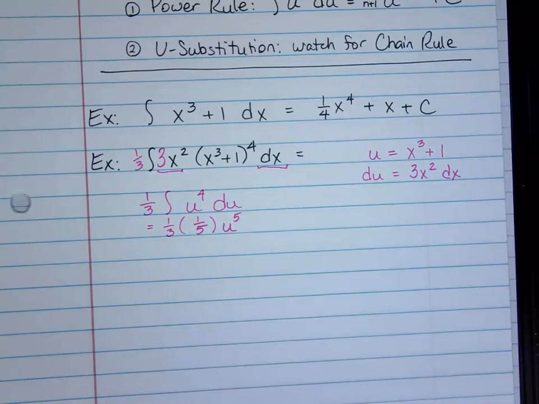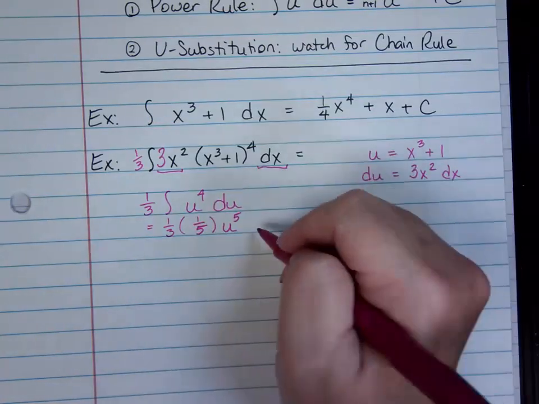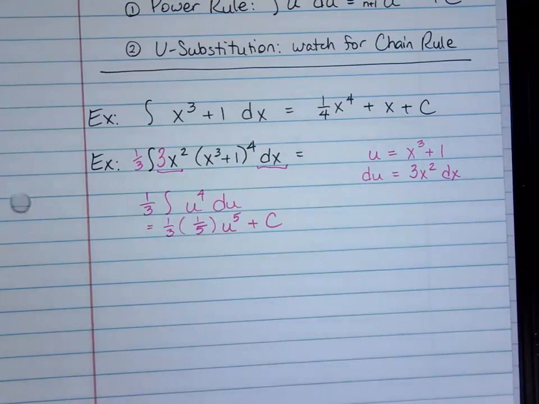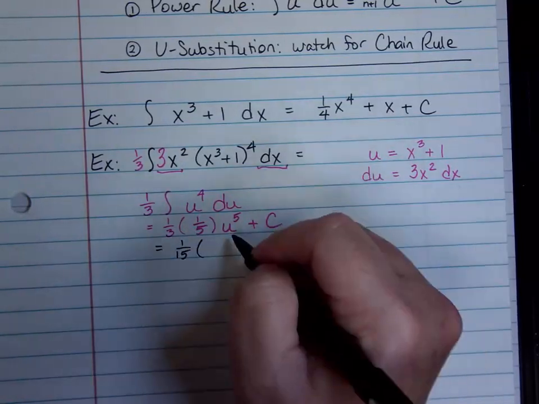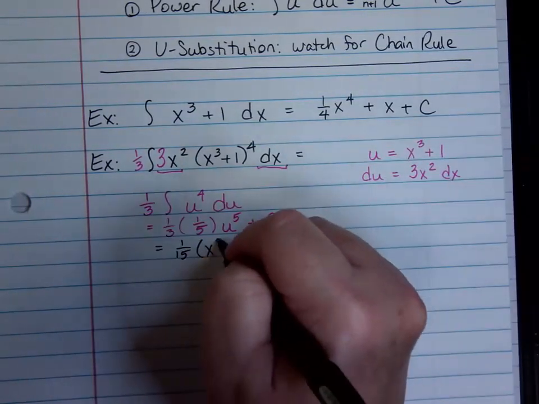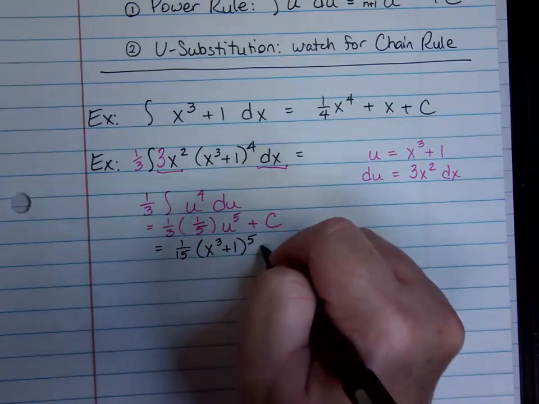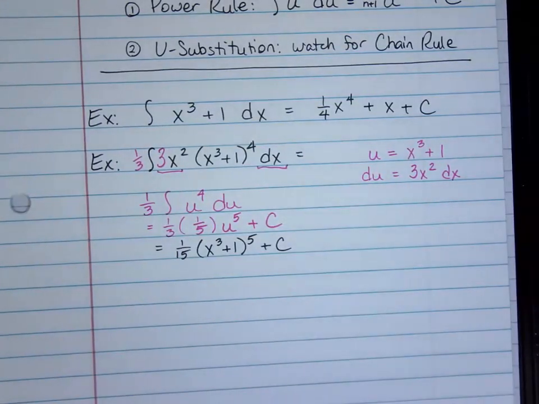I don't write du and I don't write integral. But I do write what? Bracket. Not a bracket this time, because I don't have a plus c. This one's a plus c. The bracket comes on when it's a definite integral. Okay? Am I done? No. What do I need to do? Change u back to x and clean up the numbers. So this will be 1/15 times u, which is x cubed plus 1, to the 5th, plus c. And that's done.